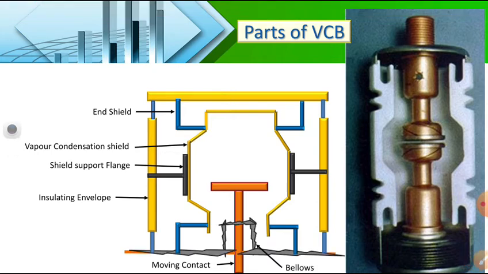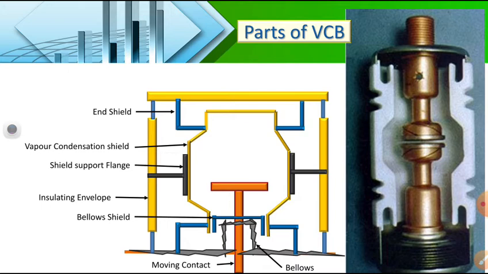The bellows is a flexible stainless steel conducting material. It can easily move. It has some mechanism. And next is its shield also, the bellows shield. The bellows shield will move according to the moving contact.